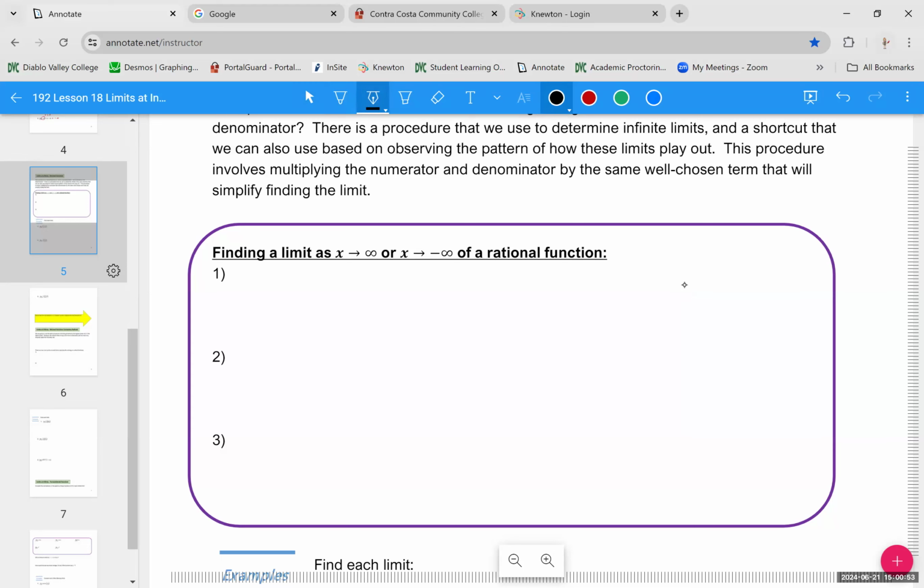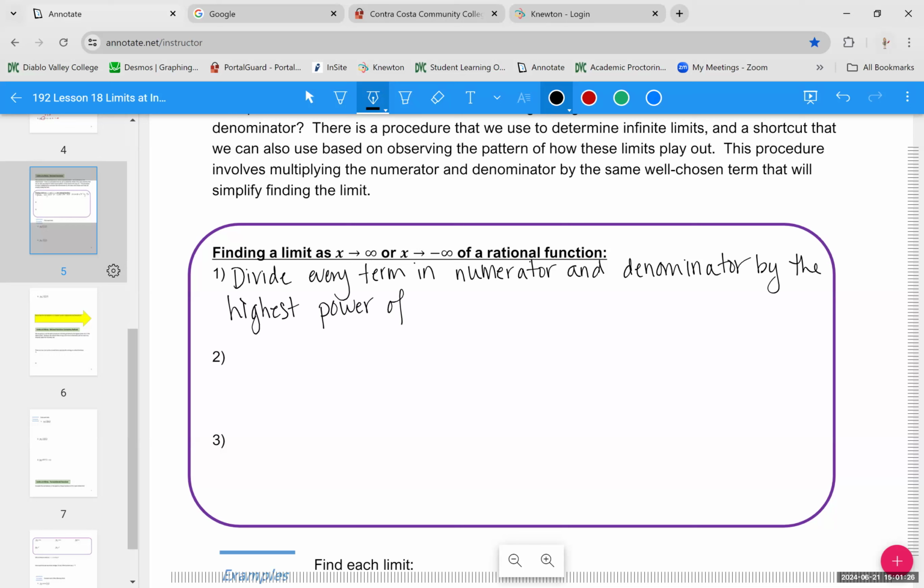So we're going to start and divide every term in both the numerator and the denominator. Oops, I can't spell numerator. So it happens if you talk while you're trying to write. Numerator and denominator by the highest power of x that occurs in the denominator.